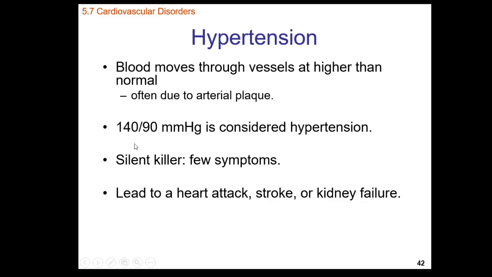Anything over 140 over 90 millimeters of mercury is considered hypertension. It's often called the silent killer because there are few symptoms. So unless someone is regularly monitoring their blood pressure, they may not even recognize that they have hypertension. And it can lead to heart attacks, stroke, or kidney failure. And so as we move towards thinking about prevention, this is one where it's really important to have consistent medical care, physicals where you're getting your blood pressure checked so that you can be aware of your blood pressure.